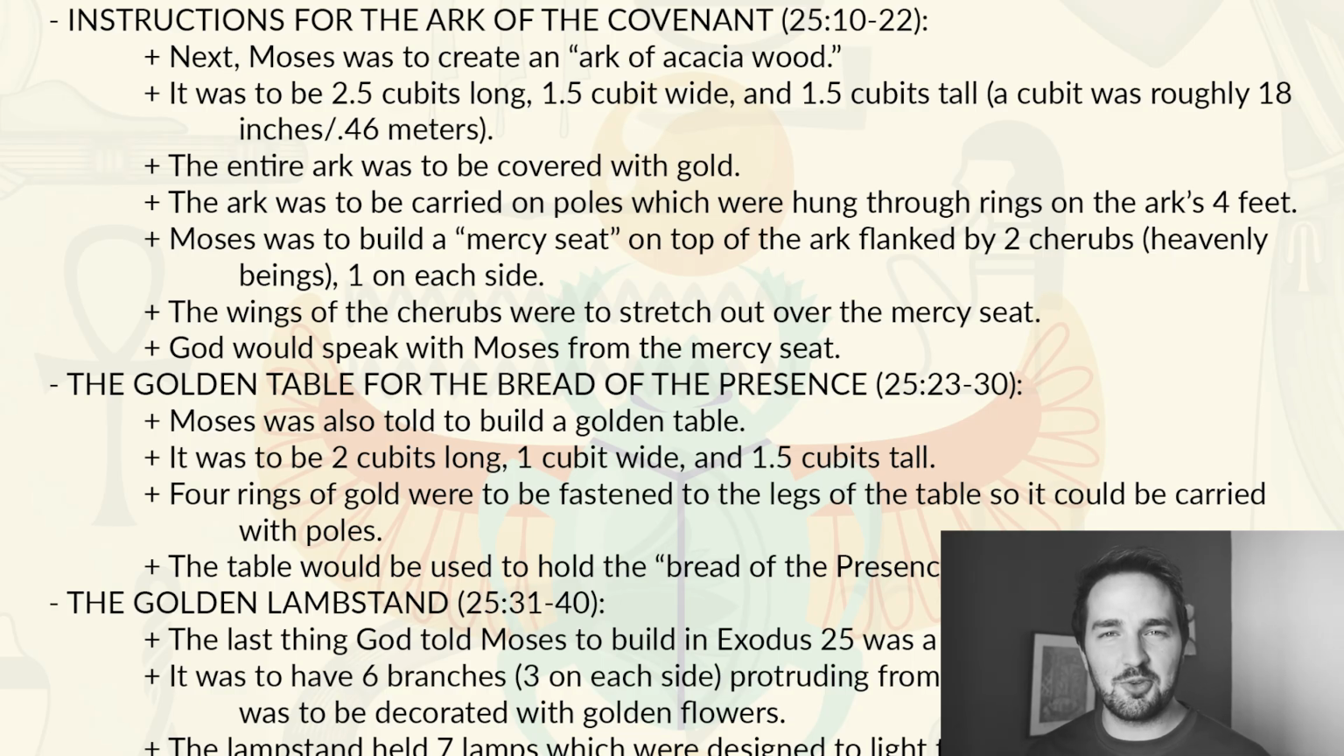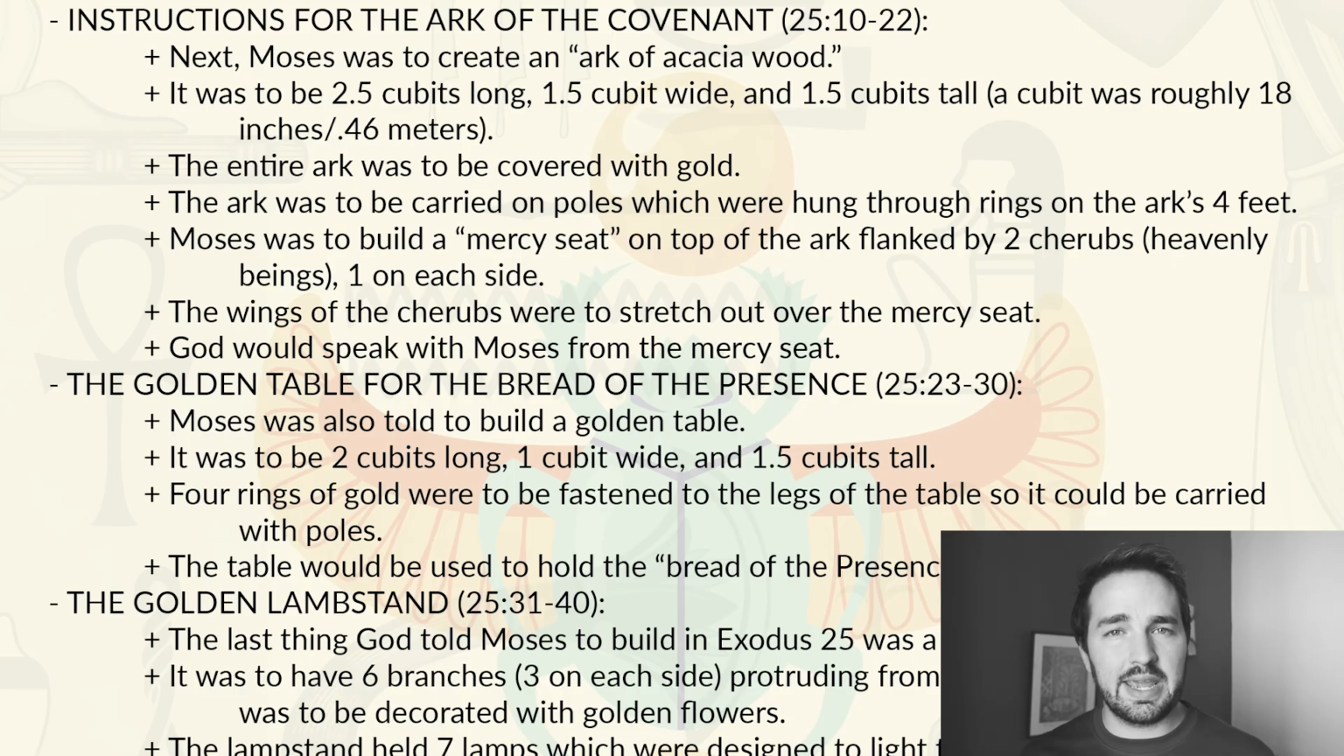But anyway, verses 10 through 22 describe instructions for building the Ark of the Covenant. So this is its origin story. Moses was told to build an ark from acacia wood. The ark was supposed to be 2.5 cubits long, 1.5 cubits wide, and 1.5 cubits tall. Now, if you don't know, a cubit is about 1.5 feet, 18 inches, about 0.46 or a half of a meter for those living outside of the United States. And the entire ark was supposed to be covered over with gold when it was finished.